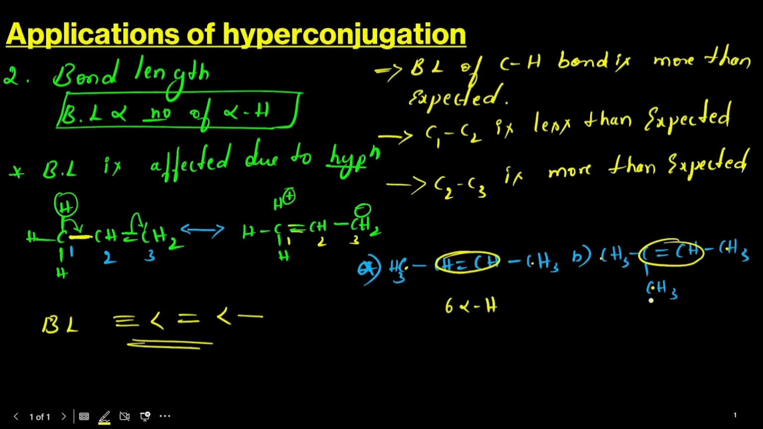Here how many alpha hydrogens are there? 3 plus 3 plus 3. Therefore 9 alpha hydrogens are there. Here 9 alpha hydrogens and here 6 alpha hydrogens. Therefore bond length of B is more than A. This is the bond length order. Here we are discussing the bond length of carbon-carbon double bond, that is nothing but bond length of alkene.